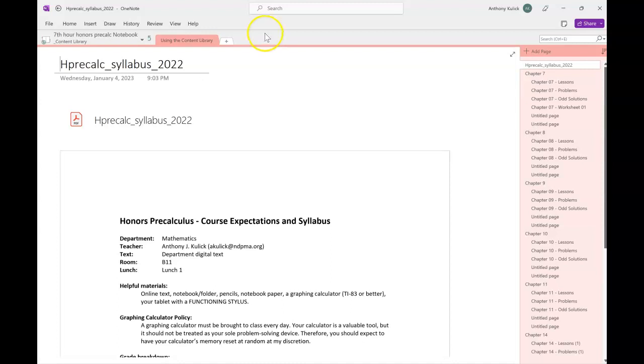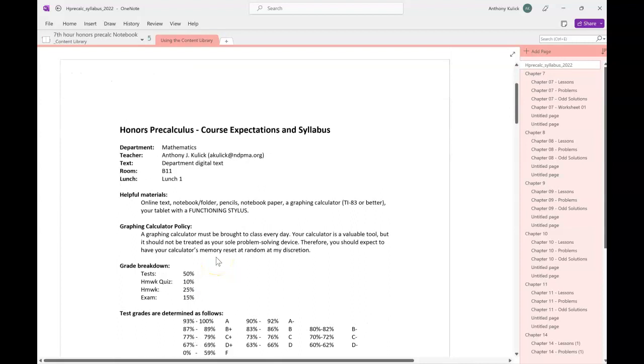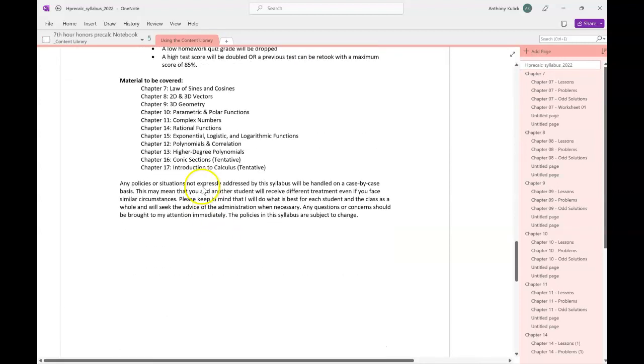So here inside of the content library is the syllabus. I also have it up on the My Notre Dame page that you could download. This is the exact same syllabus from first semester. The only difference is the stuff that's being covered. If you're new to me this semester, probably take a minute and read through the syllabus. But it's pretty standard stuff.